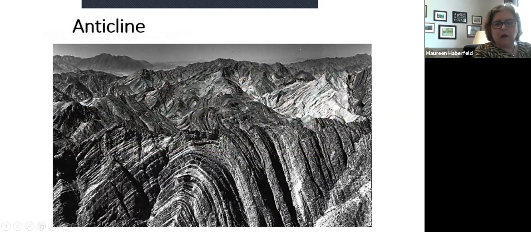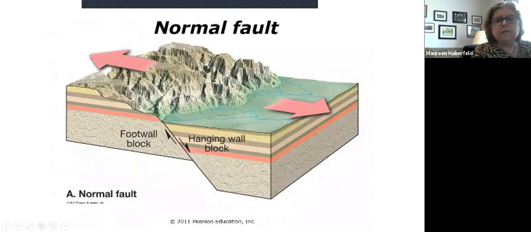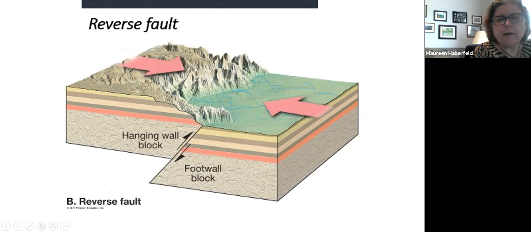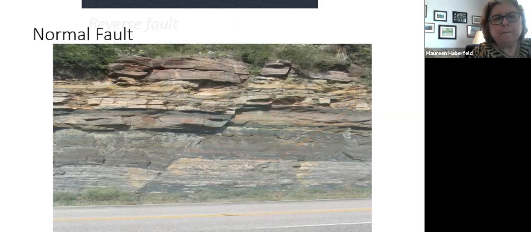This is a picture of a real anticline in rocks somewhere in the Middle East. And these are some of your different types of faults. That's a normal fault, and that is from pulling apart forces where this block is down relative to that block. And then that's a reverse fault from compressional forces where one block gets pushed over another. That's in real life, real outcrop. That's a picture of a normal fault.